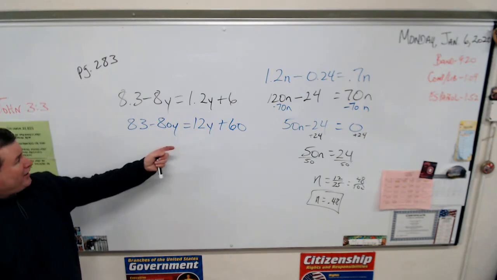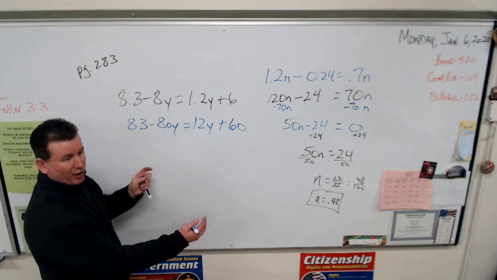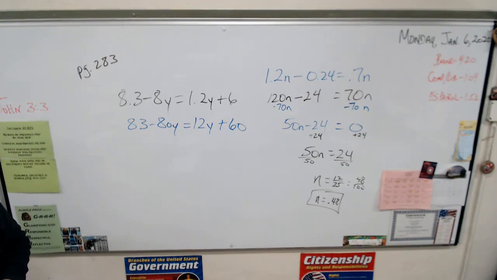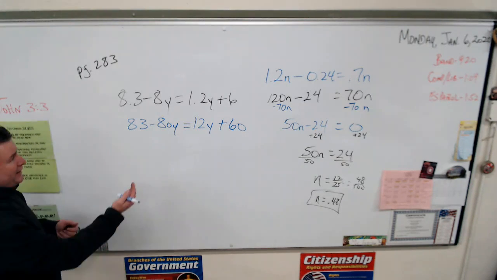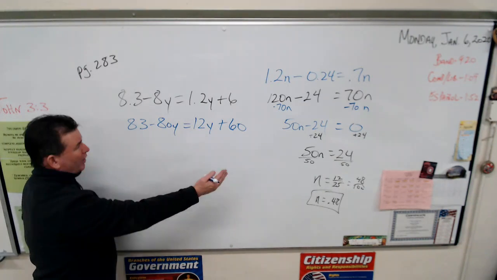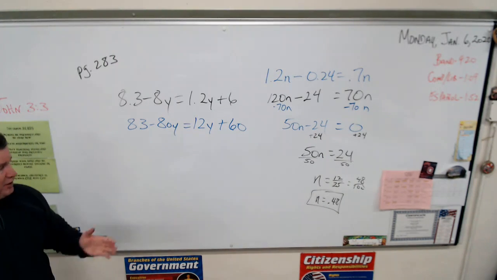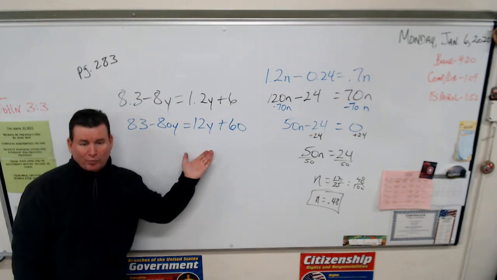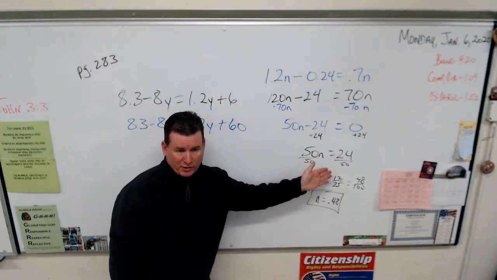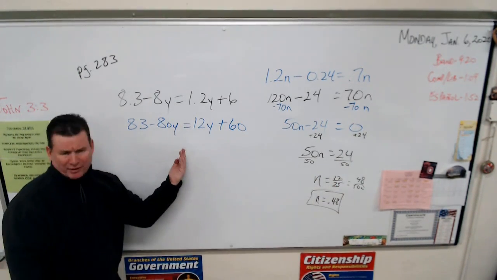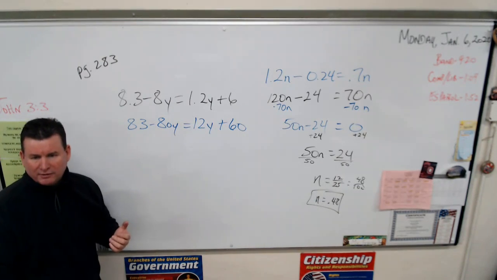So now I've got like terms again, and uh-oh, I've got a variable on both sides. That's no good. I need to know what y equals. I need the y's on the same side. Okay, here's where you've got to make a decision. Most of the time, we have worked with the variable always on the left, and it's equal to something. Does it matter if the variable's on the left or the right?